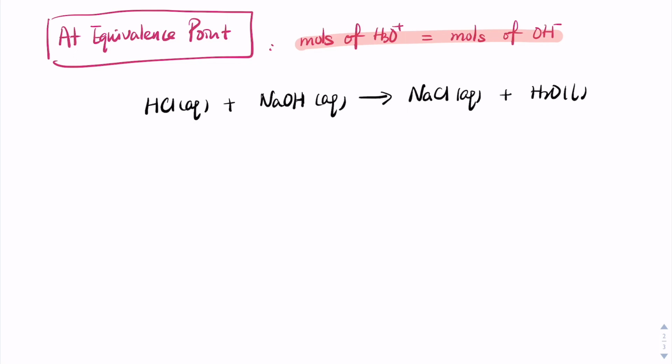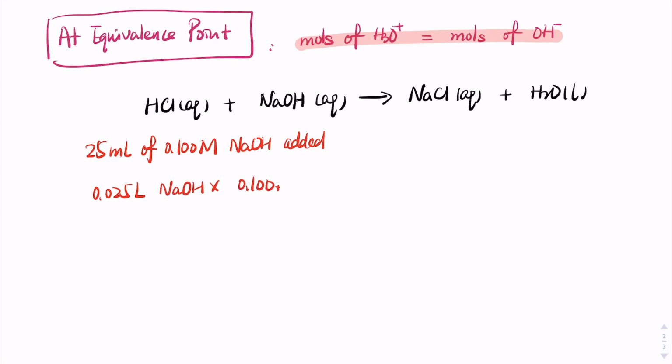How many moles of the acid did we have initially? That's 2.5 times 10 to the power negative 3 moles of the acid, so it will be equal to the moles of the base. But let's do a calculation to show that. So 25 ml of 0.1 molar sodium hydroxide added. We're going to do the same calculation. The moles will equal 0.025 liter, I just converted already, times 0.1, that will be mole over liter, and this equals 2.5 times 10 to the power negative 3 moles of NaOH.